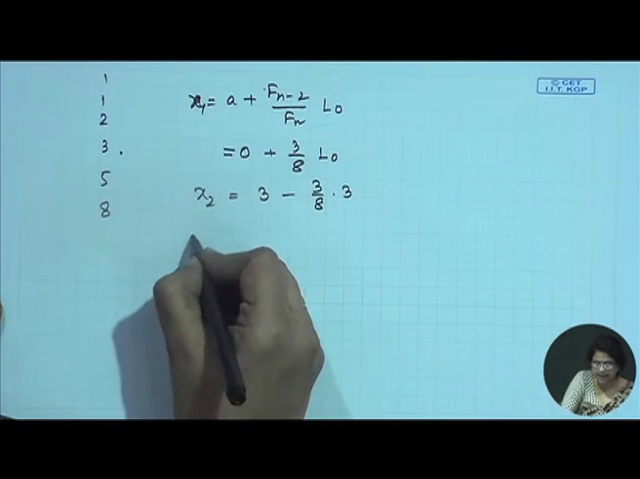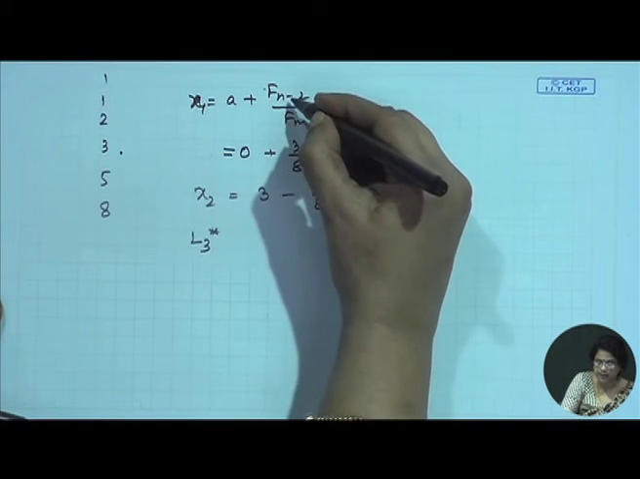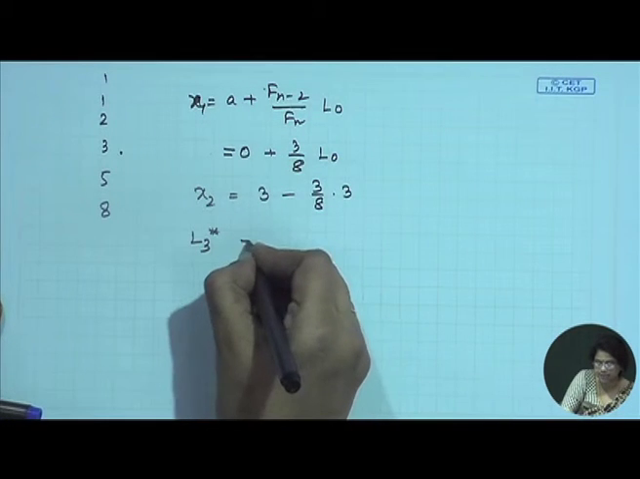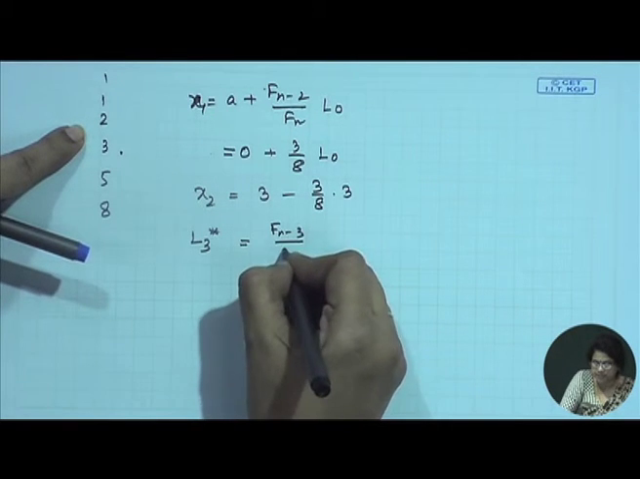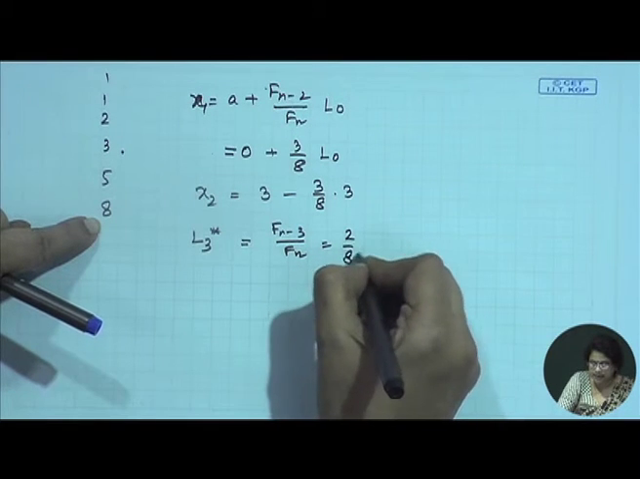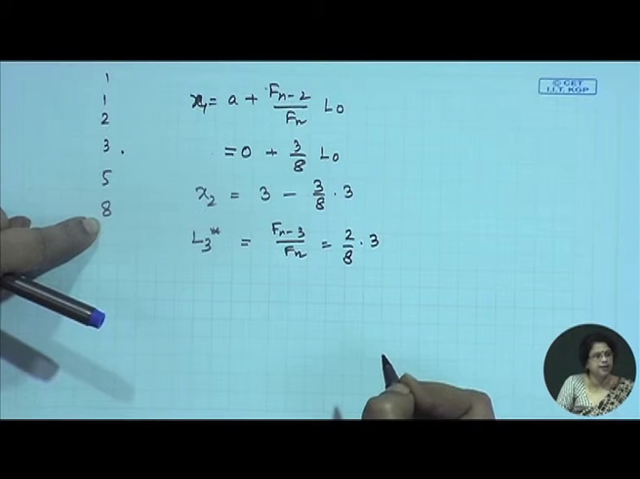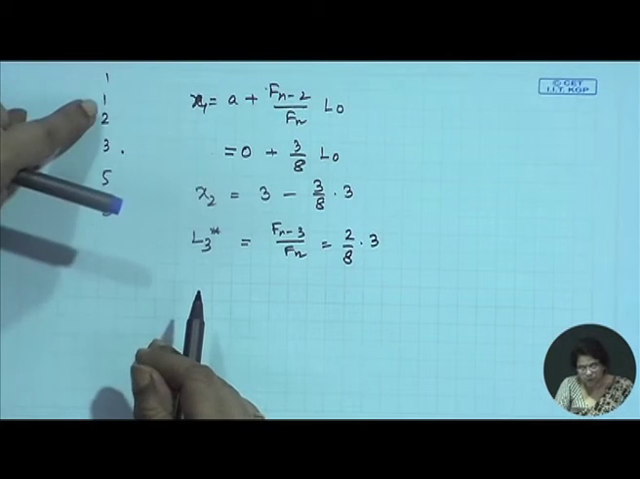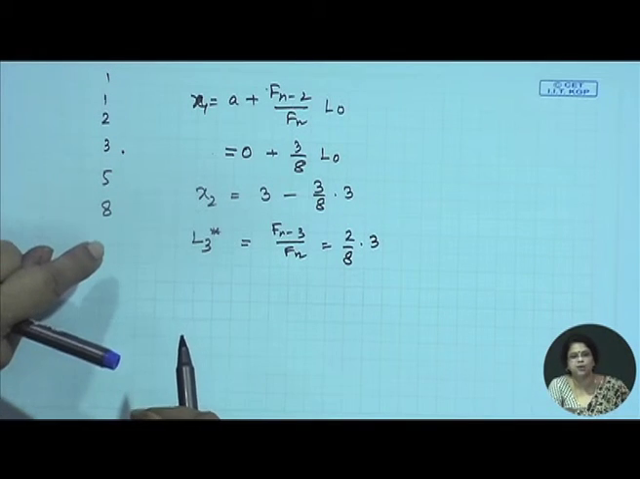In the next case, I have to consider L2 star, which was this one, Fn minus 2 by Fn. L3 star would be equal to Fn minus 3 by Fn, that is 2 by 8 into 3. Alright. The next one would be 1 by 8 and again 1 by 8. If I just proceed in this way.